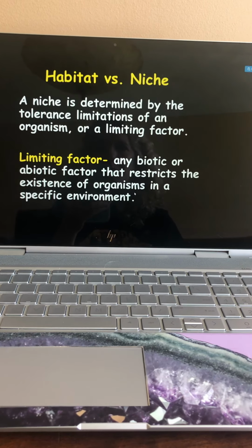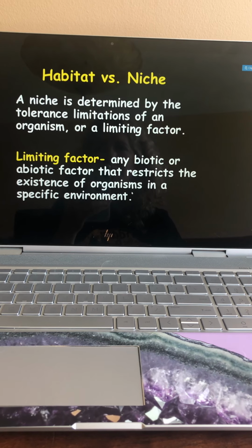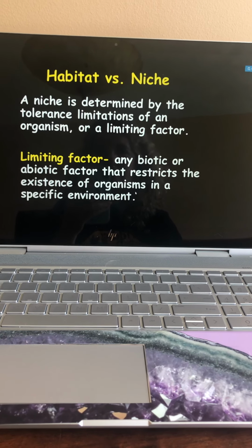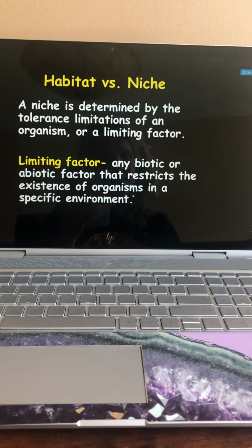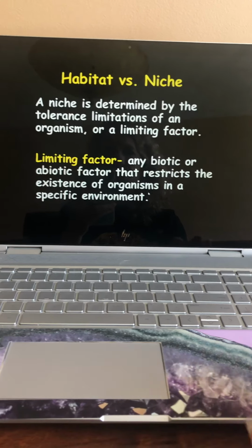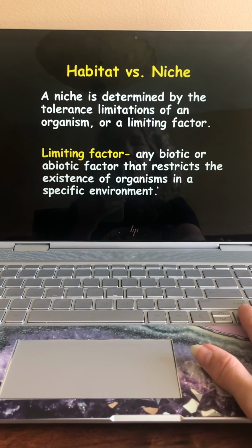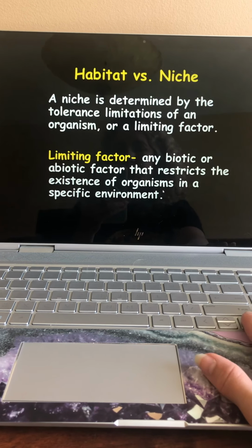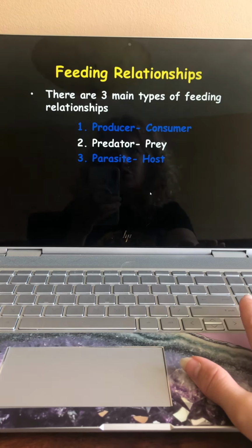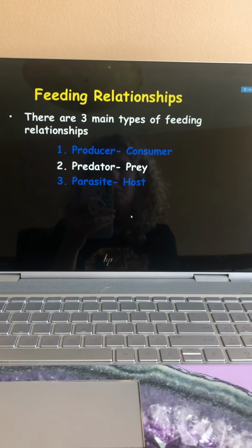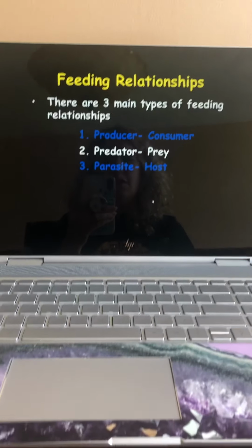A niche is determined by the tolerance limitations of an organism or limiting factors. A limiting factor is any biotic or abiotic factor that restricts the existence of organisms in a specific environment. So like disease, predators, those would all be limiting factors. And we need something to limit the population, otherwise they would be growing out of control. When we look at feeding relationships, we also mentioned this last year, there are 3 main types of feeding relationships. You can be a producer and a consumer. You can be a predator-prey, parasite to the host.